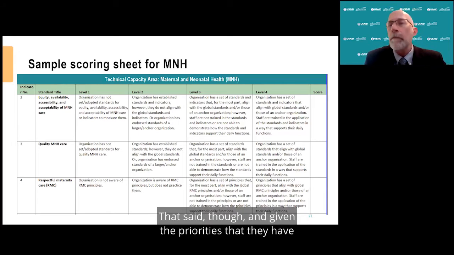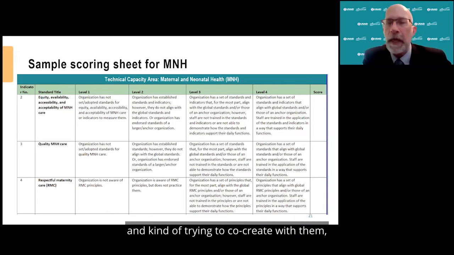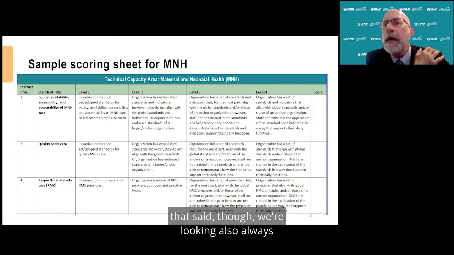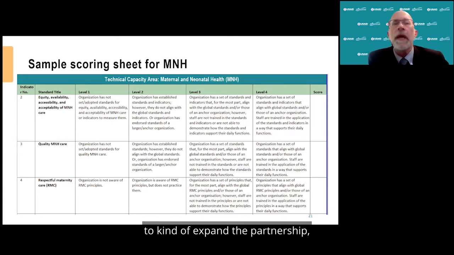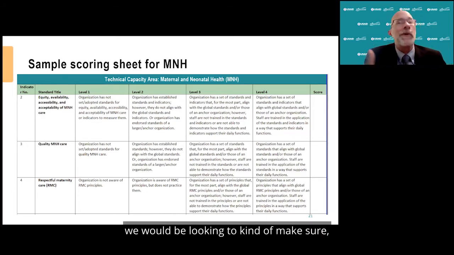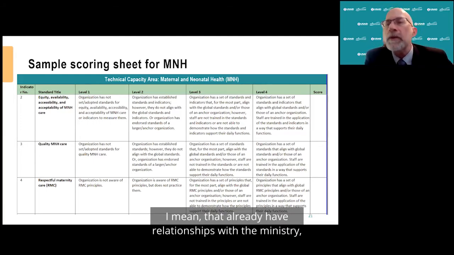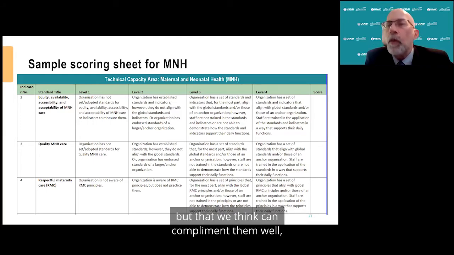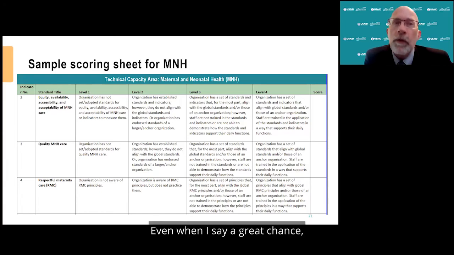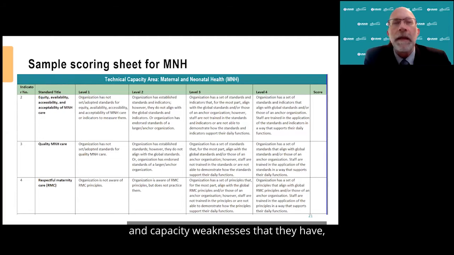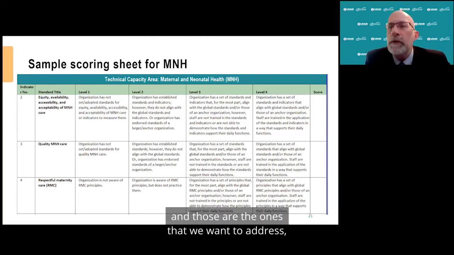That said, though, and given the priorities that they have, and trying to co-create with them, we're also always looking to expand the partnership. The kinds of organizations we would be looking for already have relationships with the ministry, but we think can complement them well, and are those that have a great chance for sustained action at scale. Even when I say a great chance, there are still organizational and capacity weaknesses that they have, and those are the ones that we want to address.